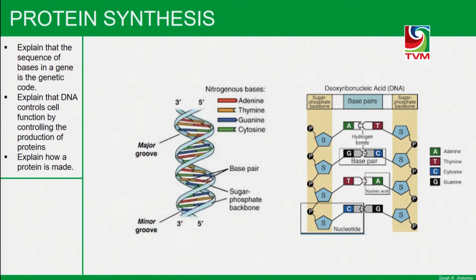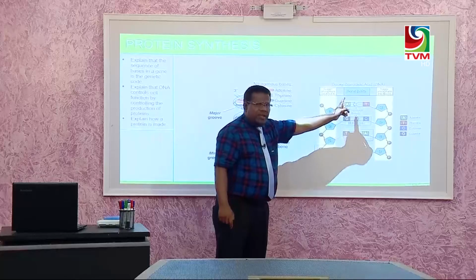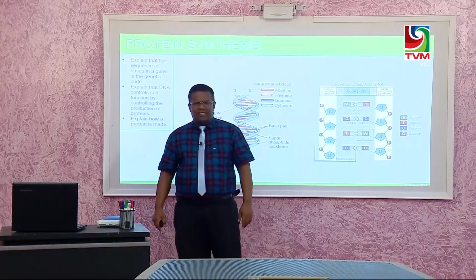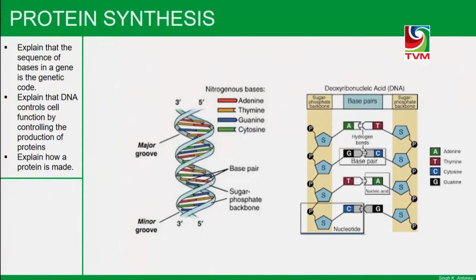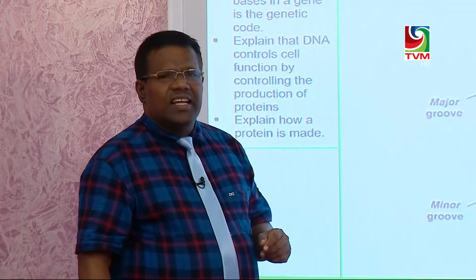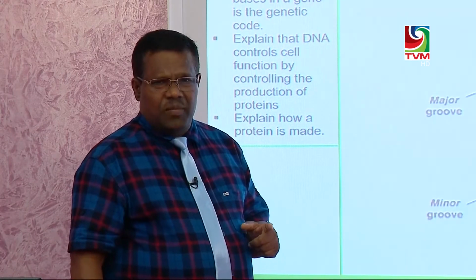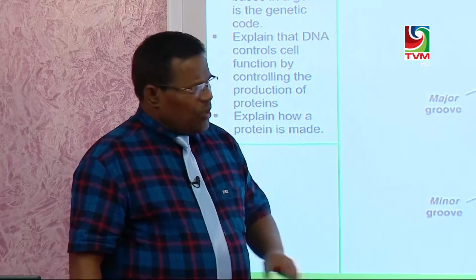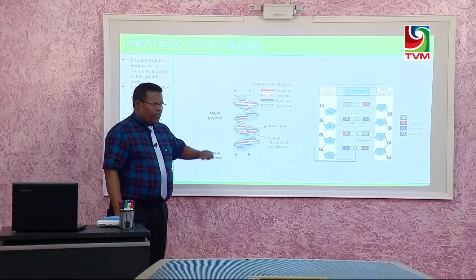And they are held together. These nitrogen bases are held together by means of hydrogen bonds. A double bond between adenine and thymine, a triple bond between guanine and cytosine. The syllabus says not to go into these details, but an understanding of this is always necessary when we study protein synthesis, because the sequence of nitrogen bases is very important. So we have seen the structure of DNA.